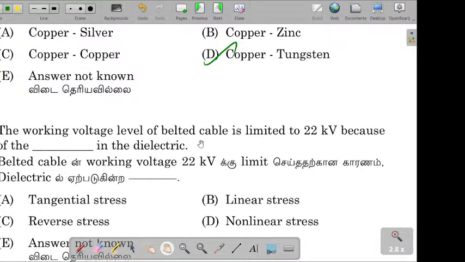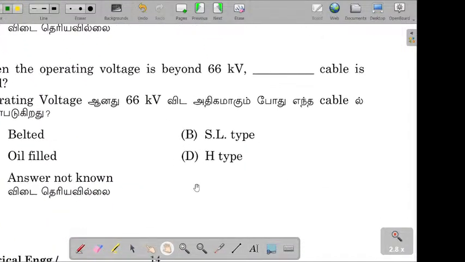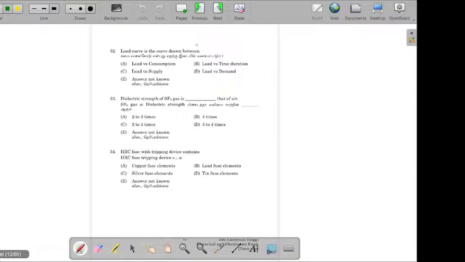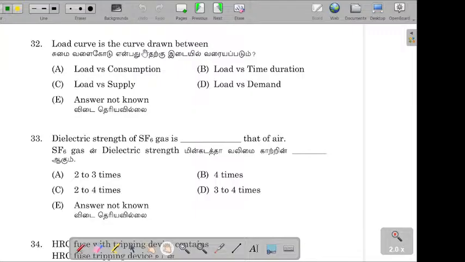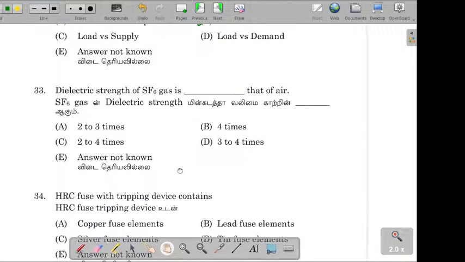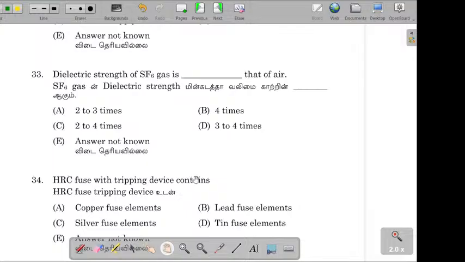30th, the working voltage level of belted cable is limited to 22 kilovolt because of the dash in the dielectric. Tangential stress will be the answer. 31st, when the operating voltage is beyond 66 kilovolt, dash cable is used. Oil filled cables will be used. Load curve is a curve drawn between load versus time duration. Dielectric strength of SF6 gas is dash that of air. It is 2 to 3 times that of air. Okay.